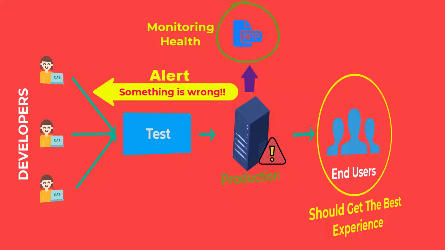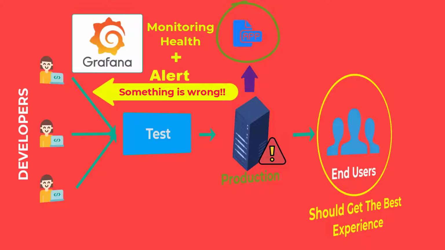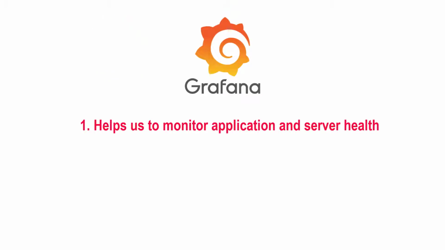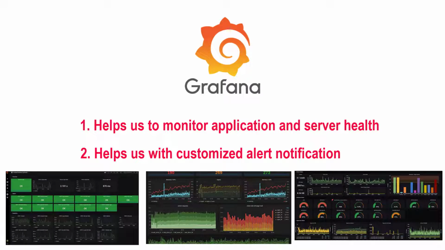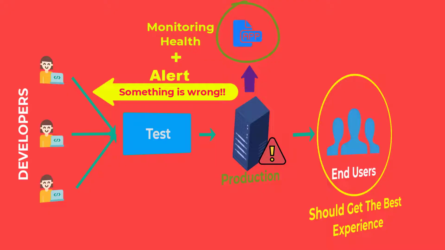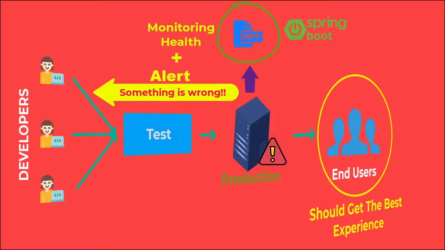While we say server monitoring and alerting, Grafana comes into the picture. Grafana is a tool which helps us to monitor application and server health. If something goes wrong with the application health, Grafana can trigger customized alerts as well. Grafana supports customizable and beautiful looking dashboard with colorful graphs. Today we are going to set up Grafana to monitor a Spring Boot application. So, without any more delay, let's jump into the setup.